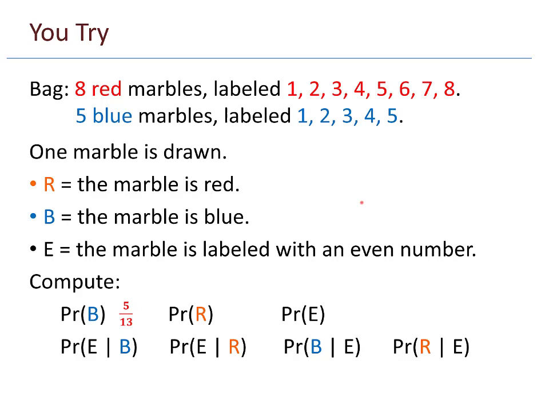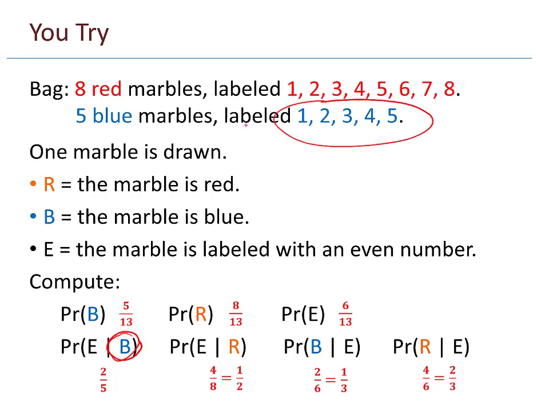Okay, so there's probability of blue, probability you pull out a red, probability you pull out an even number, even given blue, even given red, blue given even, and red given even. For these conditional probabilities, consider the denominators. In this first case, when I look at what's the probability that I choose an even number given that it's blue, that blue now becomes my new denominator. There are exactly 5 blue marbles, and so I'm now choosing out of 5.